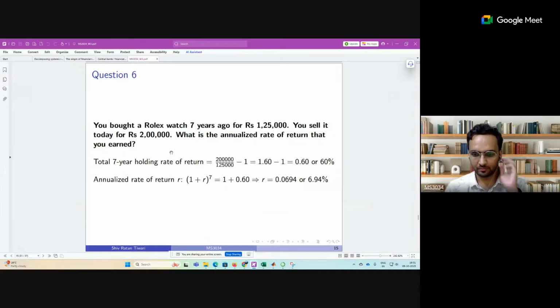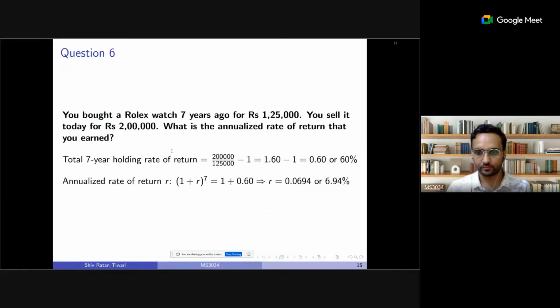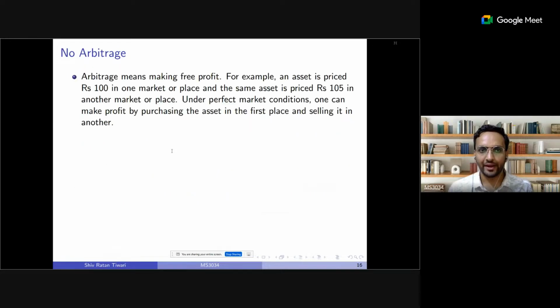Okay, great. So at the end, I wanted to touch upon a brief discussion which we had in the last live session, the no arbitrage condition. What do we mean by that? Arbitrage in layman's terms means you make a free profit.